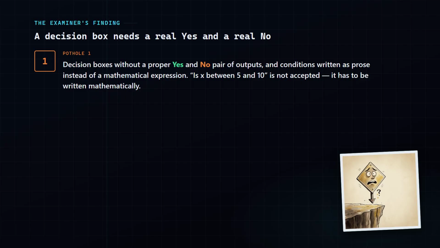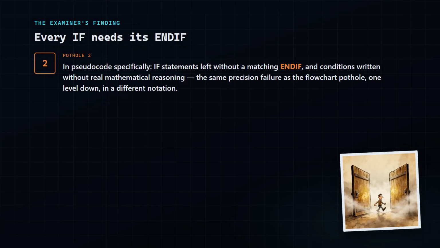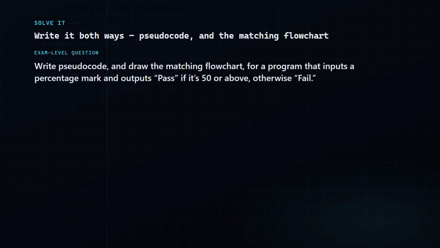It has to be written mathematically. Here's the second. In pseudocode specifically, if statements left without a matching endif, and conditions written without real mathematical reasoning behind them. The same precision failure as the flowchart pothole, one level down, in a different notation. Here is your exam-level question.